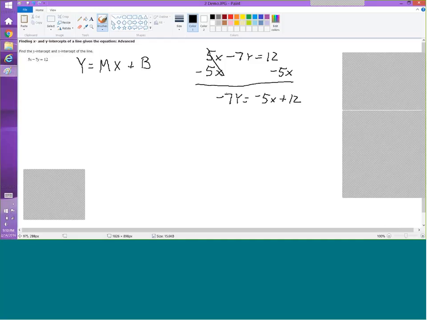Now we've got the y term by itself, so we need to get the y by itself. We're going to do that by dividing by negative 7, since it's being multiplied by negative 7. If I divide this by negative 7, I have to divide everything by negative 7. So we wind up canceling out these negative 7s and get left with y equals negative 5 divided by negative 7. The negatives are going to cancel out, and since that doesn't divide too cleanly, I'm just going to leave that as 5/7 x. And then positive 12 divided by negative 7 is going to leave me with a negative 12 over 7.